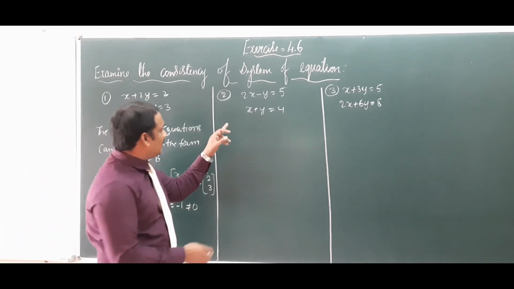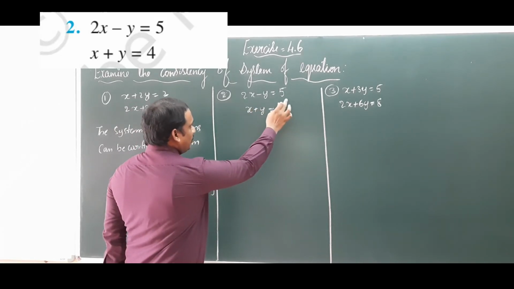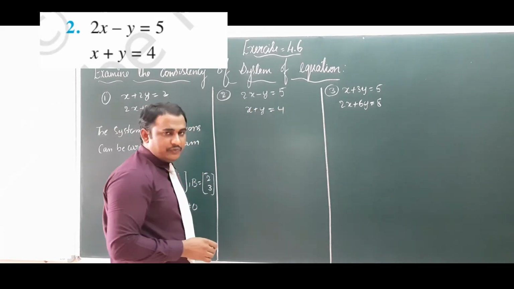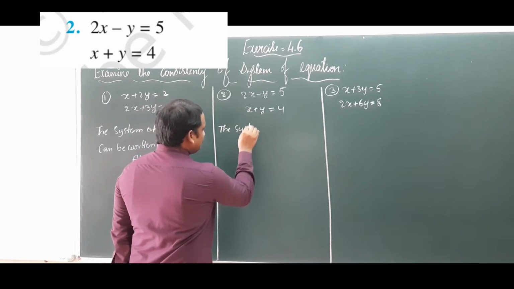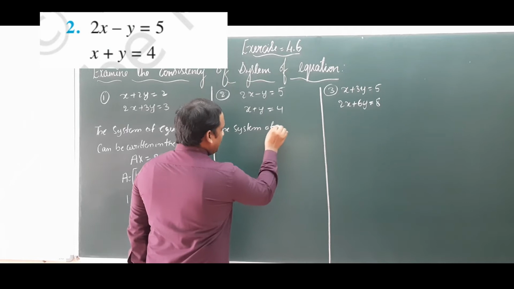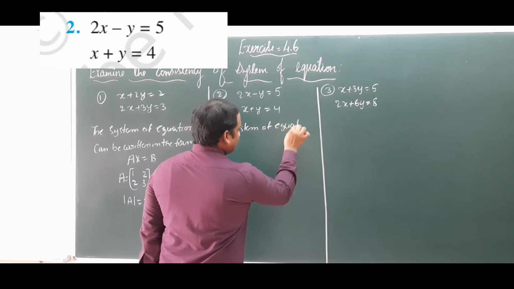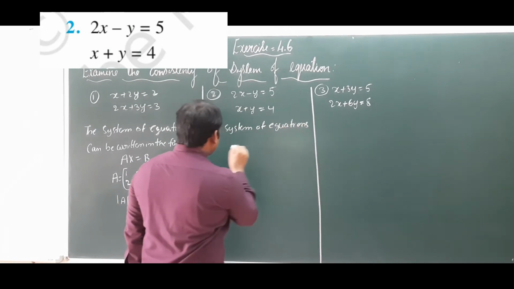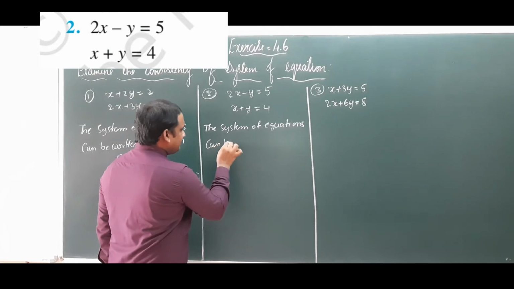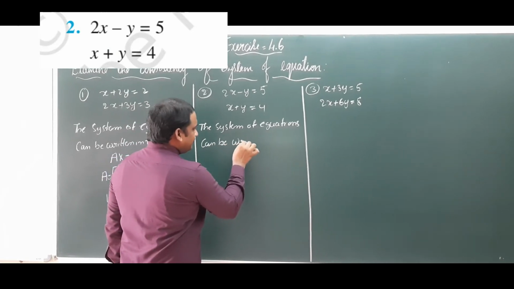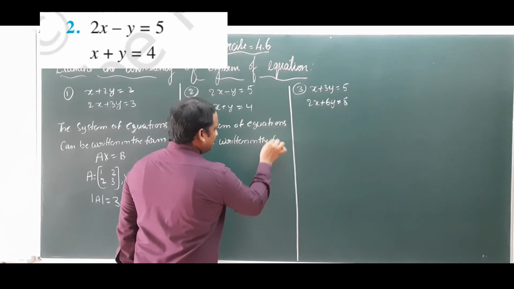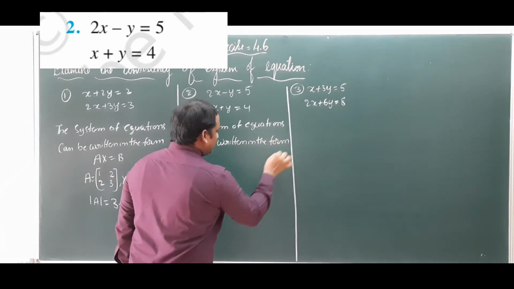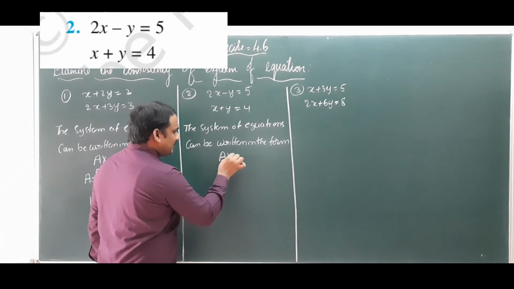Next, the second one. Here 2x minus y equal to 5, x plus y equal to 4. First, what you have to write? The system of equations can be written in the form AX equal to B.